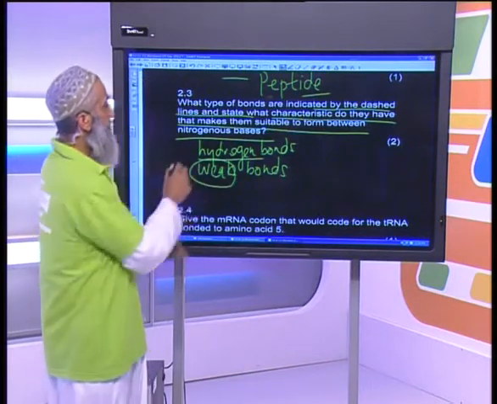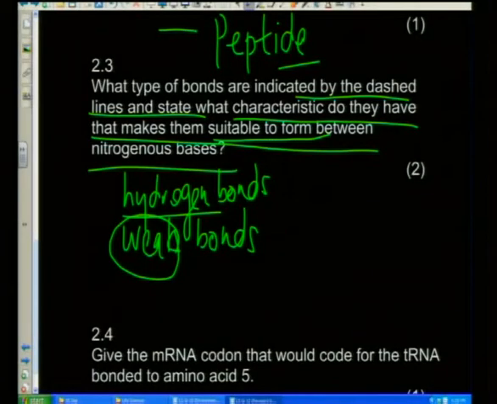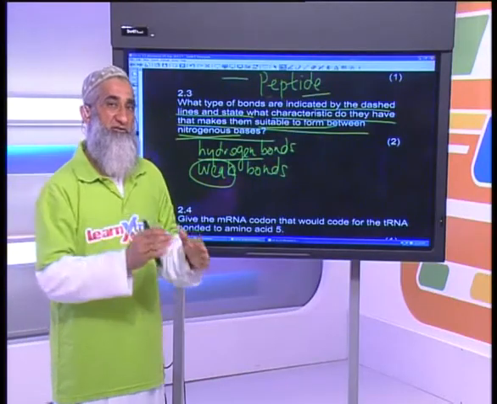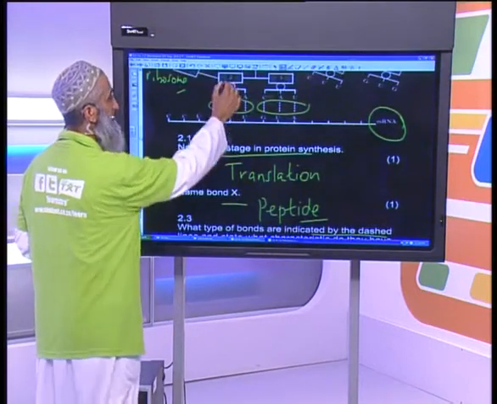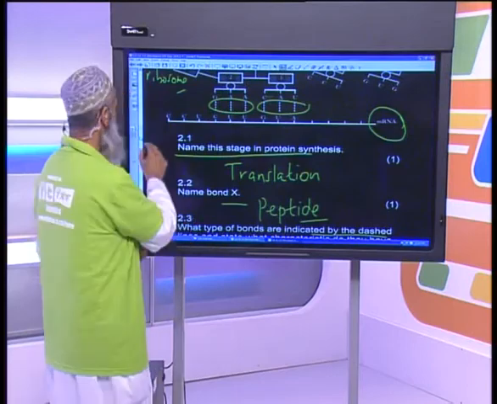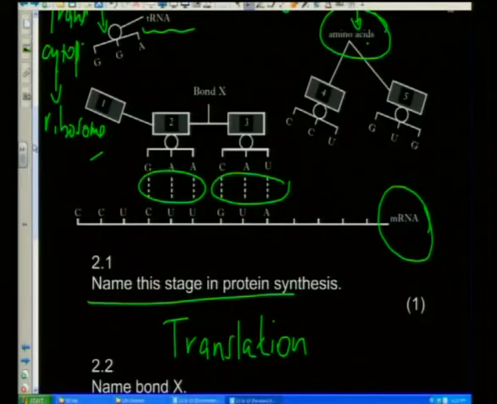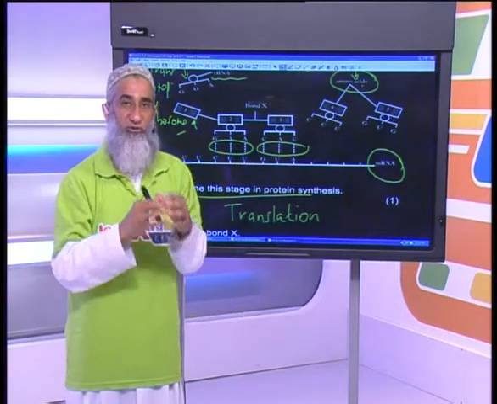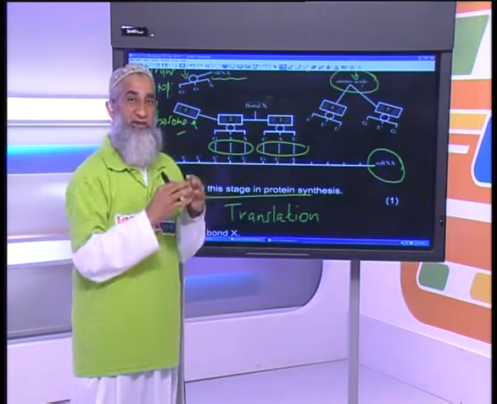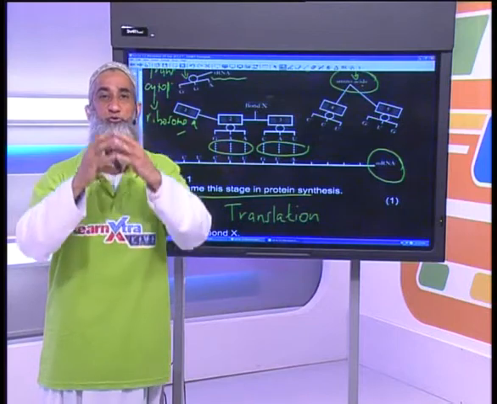We said that the weakness makes them suitable to form between the nitrogenous bases. Now we need to go back to our first question, which dealt with DNA replication and transcription. And now we're looking at translation, where the transfer RNA molecules combine with the messenger RNA. Look at this transfer RNA here. It has combined and it moves away. So it means that these bonds that form must be able to break easily. If they were strong bonds, then the bond would not break and the strands would not be able to separate.